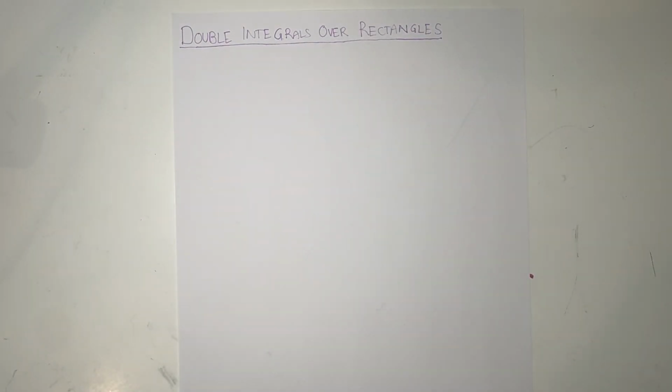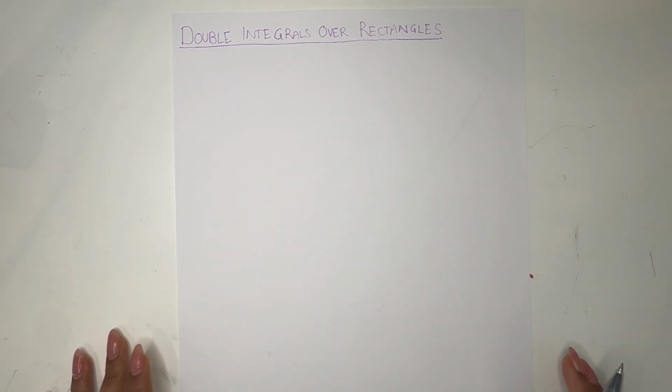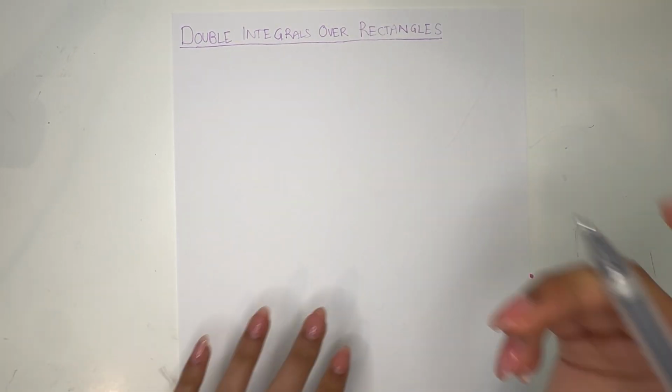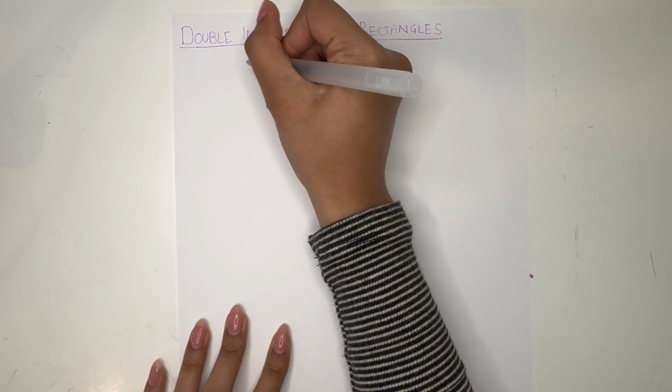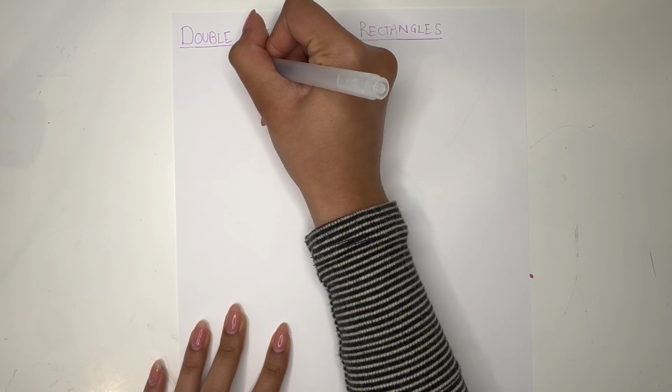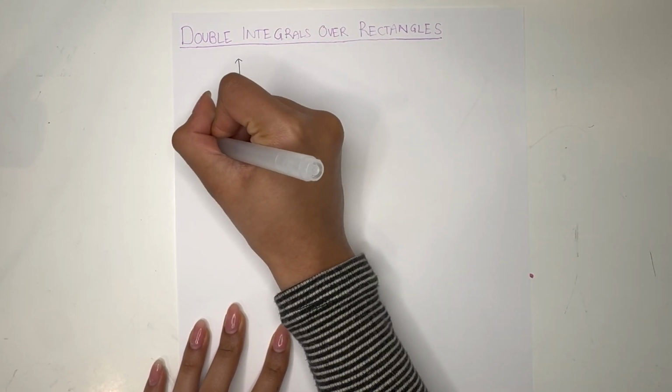Hey guys, so today I'm going to be going over double integrals over rectangles. So really quickly, before we get into how to evaluate it, I just kind of want to talk a little bit about what a double integral represents. I think this will be most helpful if I draw a little picture here.